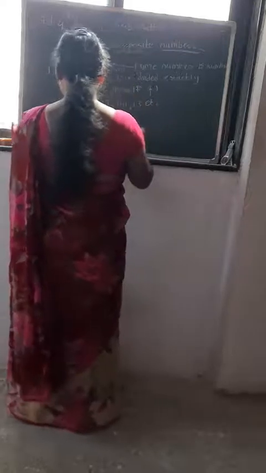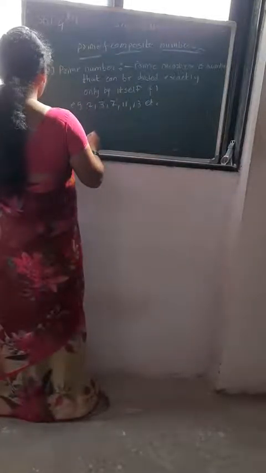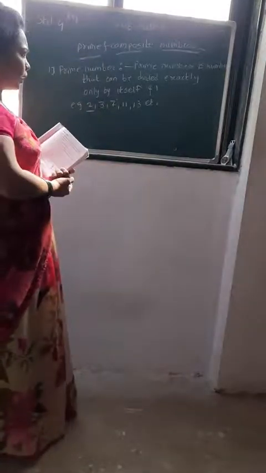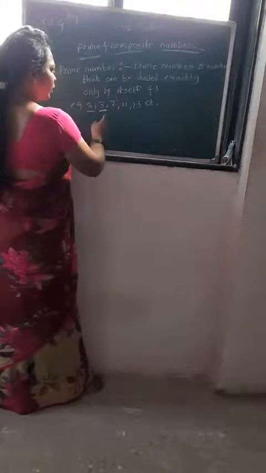Prime numbers have only two factors. 2 has only two factors, 1 and the number itself. Next, 3 has only two factors, 1 and 3, that is the number itself.